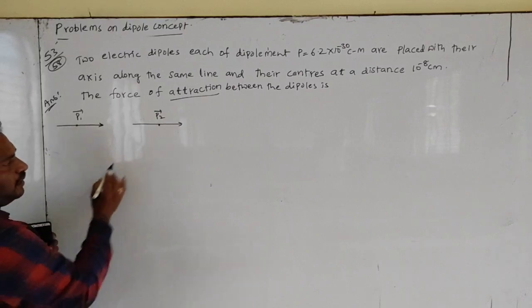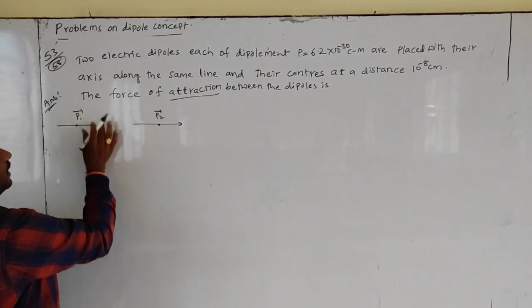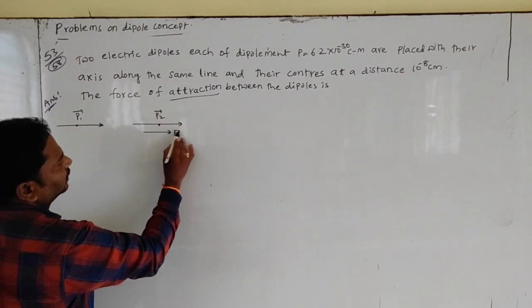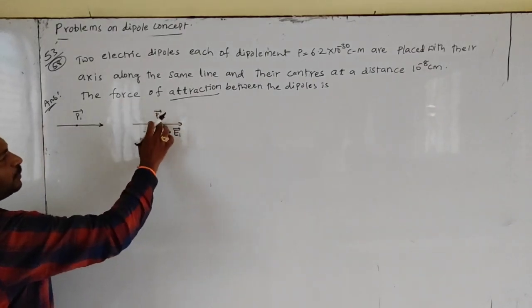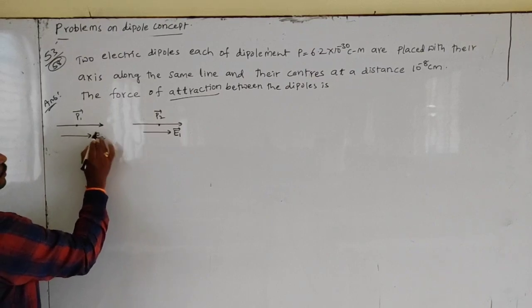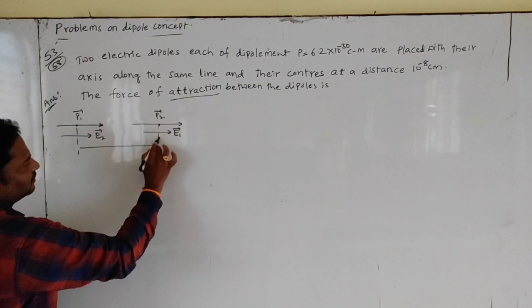Due to the dipole, the electric field due to the dipole P1 is in this direction. So the electric field due to dipole 2 at dipole 1 is in the direction E2 bar, and their centers' distance is R.